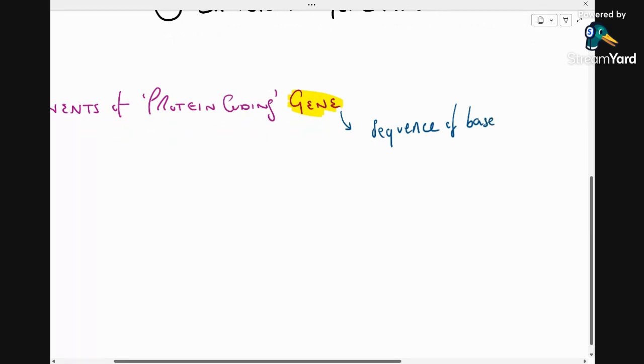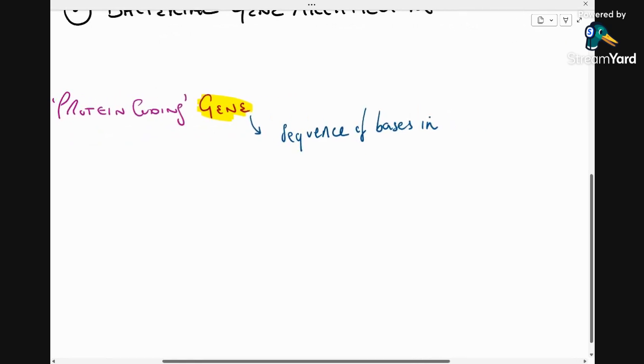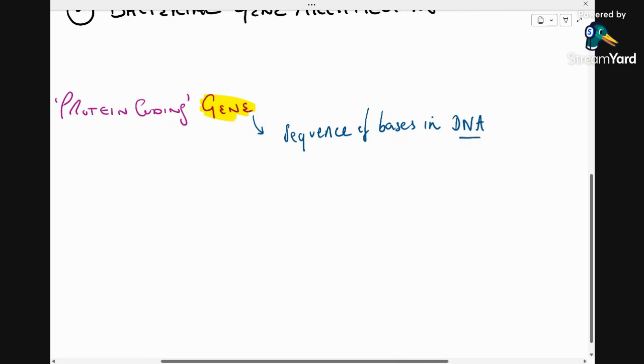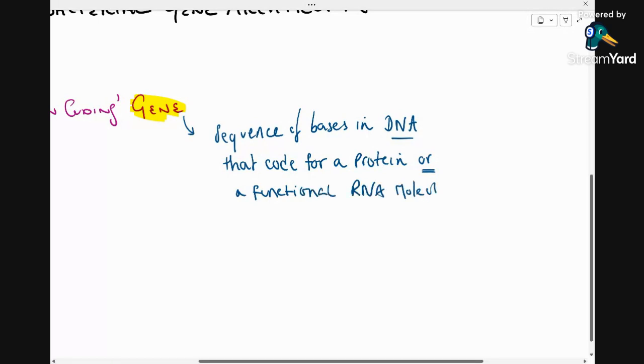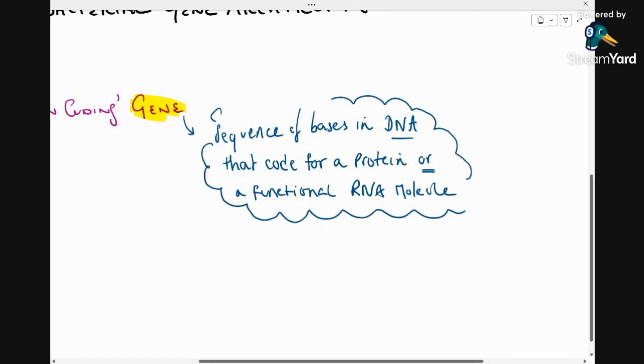of bases, specifically in DNA. Genes do not exist in RNA per se. A gene refers to the sequence of bases in DNA that code for, this is the A level bit, a functional RNA molecule. That is our definition of a gene at A level.